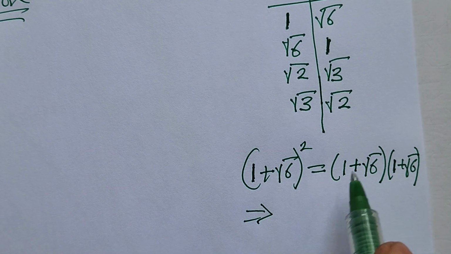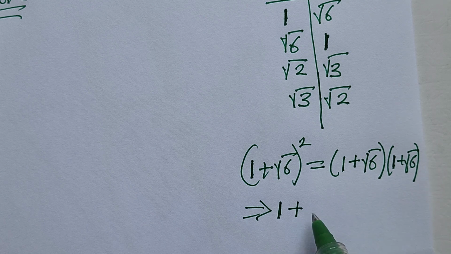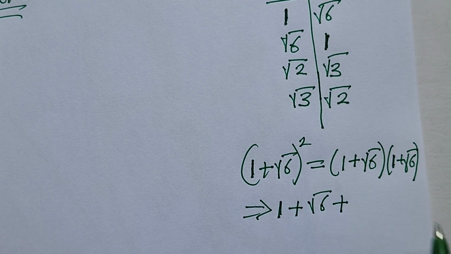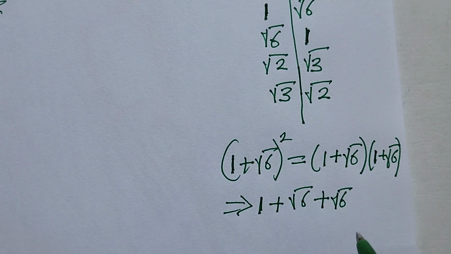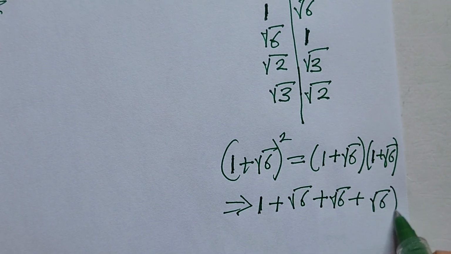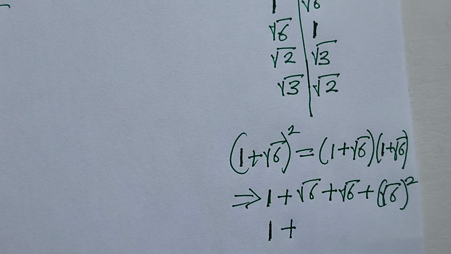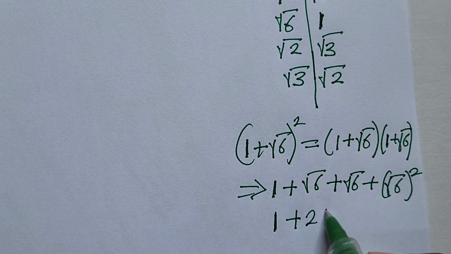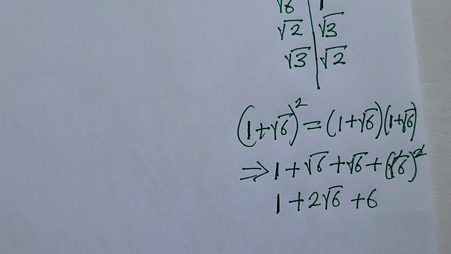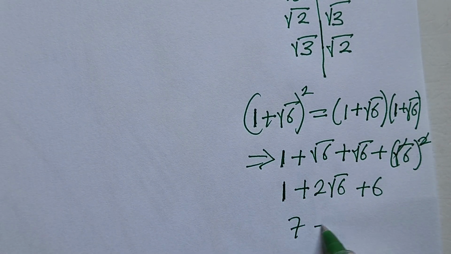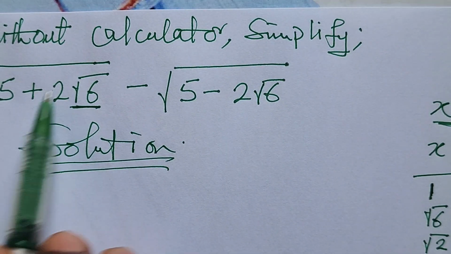So this is going to give us 1 times 1, which is 1, plus 1 times root 6, which gives root 6, then plus root 6 times 1, which still gives root 6, then root 6 times root 6, which gives root 6 all to the power of 2. So this will give us 1, plus 2 root 6, plus 6, since the radical squared gives 6. So if we add up, this is going to give us 7 plus 2 root 6. And this is what we're looking for here.